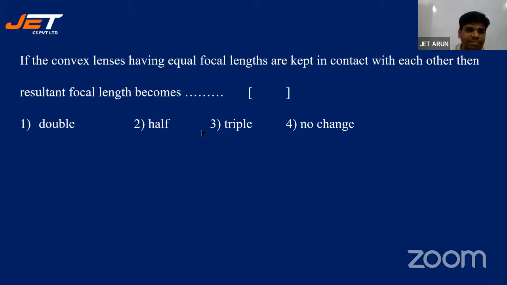All right, let's look at the key. It's half. Becomes half, students, not double. Usually people think double, with two convex lenses they think double, but no, focal length becomes half. Yes, most of the students are right, but I could not read all the names. I'm in a hurry to cover more questions. So please pardon me for that.